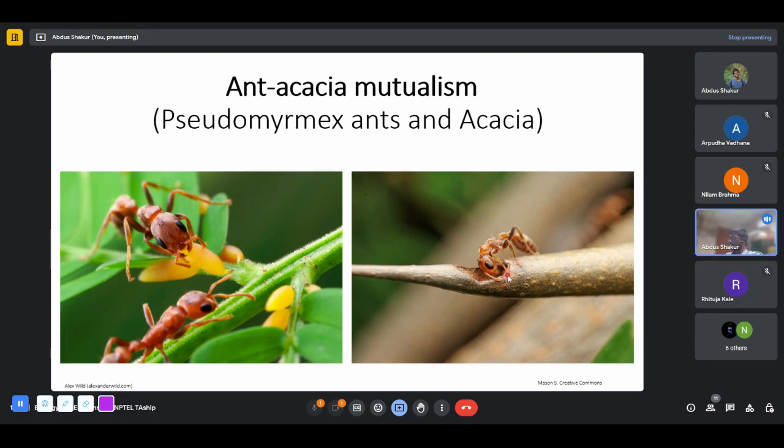How does it do this? It provides a home in one of its thorns, so that these ants can nest inside, and it also provides food. These are the leaves of the plant, and there are these yellow bodies that are produced specifically for the ants to harvest, so that ants can collect them and feed themselves during very lean seasons, and simultaneously protect the plant. These are some of the interesting things that you end up seeing in nature, and these interactions are also studied when you are studying ecology.